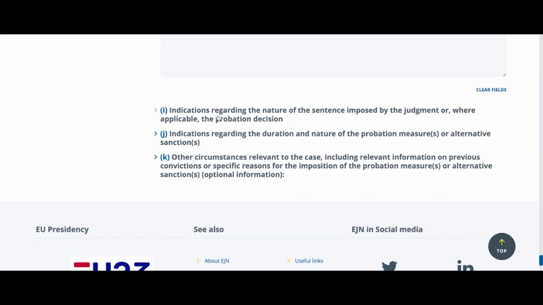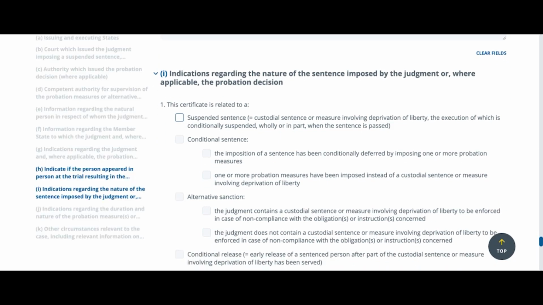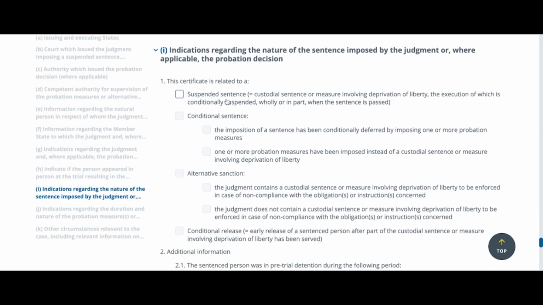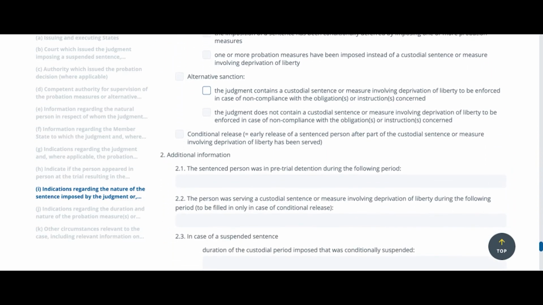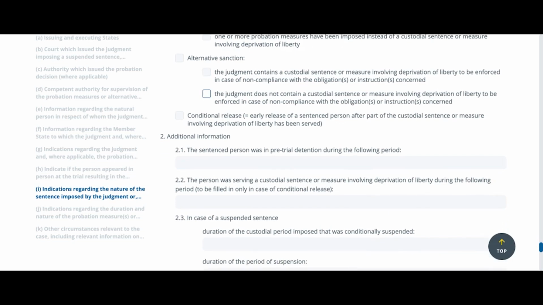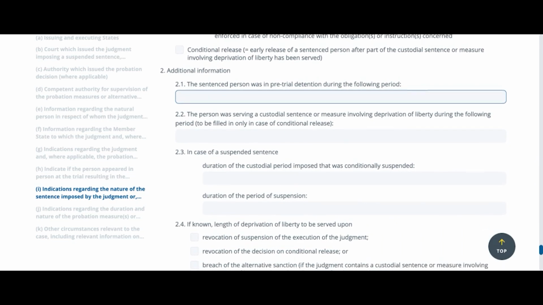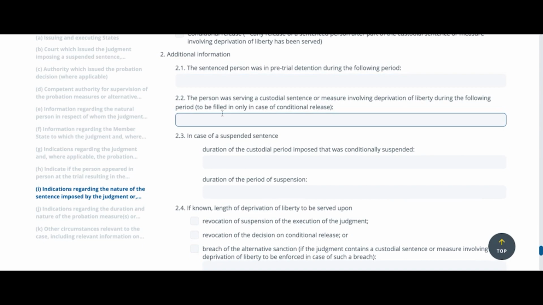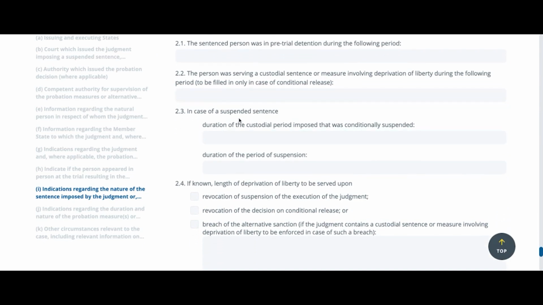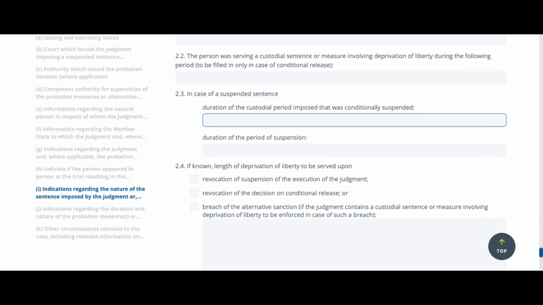Moving on, indications regarding the nature of the sentence imposed by the judgment, or where applicable, the probation decision. Again, this is where we have to clarify if we are talking about a suspended sentence, a conditional sentence, an alternative sanction, or a conditional release. And then we need to provide as much information as possible regarding the pretrial detention of the person, if the person was serving a custodial sentence. In case of a suspended sentence, we need to provide the duration of the custodial sentence that was imposed and was later on conditionally suspended.